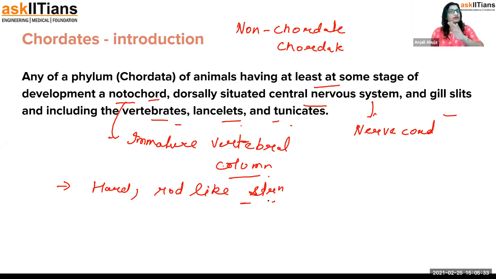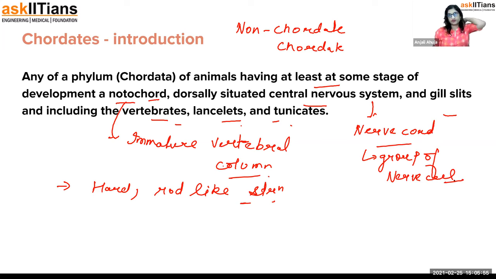Notochord is present in all of the chordates. In certain organisms, it remains in the notochord stage only. But in another organism, it is modified to form the vertebral column. And the same is with the nerve cord. Nerve cord is a group of nerve cells, which again passes nearby the notochord on the dorsal side. It is a group of nerve cells, like the spinal cord inside the vertebral column. So that thing is also there in all of the chordates.